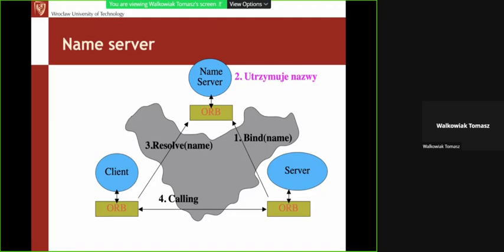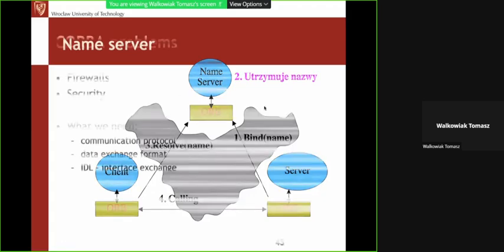It requires some table with information, address and name, or name and address. And in the 90s, they were aware of it, and that's why we have had a name server. So this is an important element. I will reflect on it.